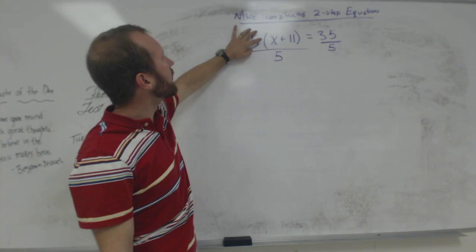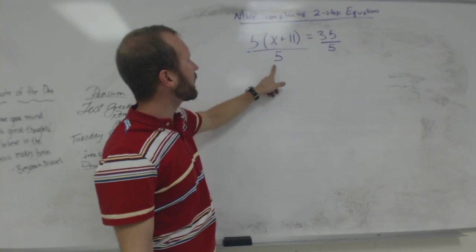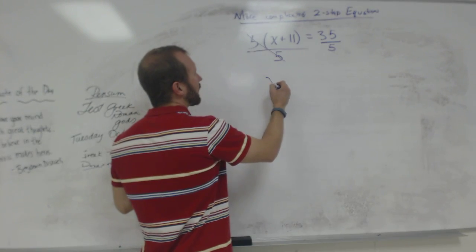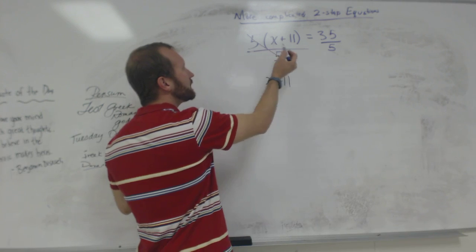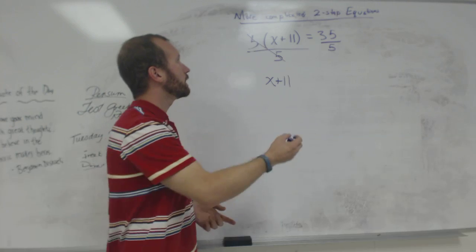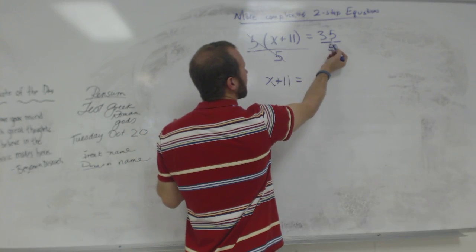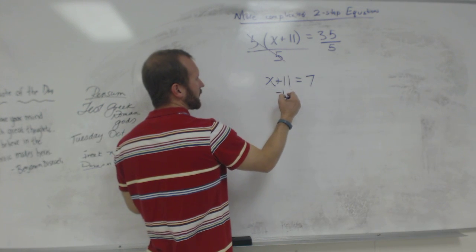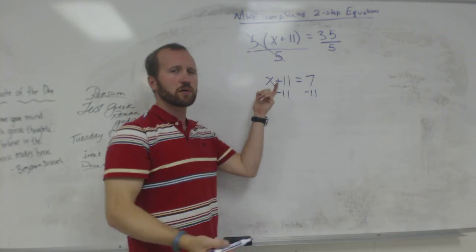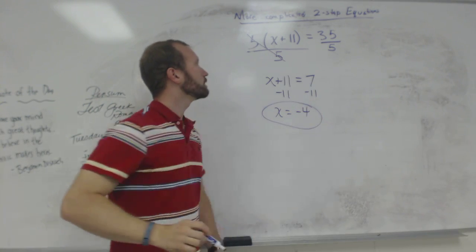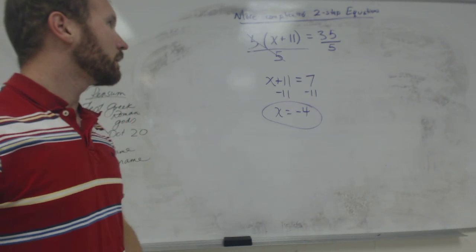The opposite of 5 times something is divided by 5. So I divide both sides by 5, those 5s cancel. I now have x plus 11. I don't need the parentheses anymore because there's nothing outside of them on this side of the equation. Right? And then over here I have 35 divided by 5, which is 7. Now I'm going to subtract 11 because I don't have it in parentheses anymore. X equals 7 minus 11 is negative 4. Okay? That's it.